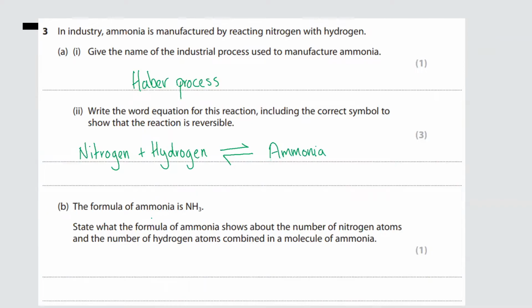The formula of ammonia is NH3. State what the formula of ammonia shows about the number of nitrogen atoms and the number of hydrogen atoms combined in a molecule of ammonia. So there is 1 nitrogen atom because there's not a number next to it, so it just means there's 1, and 3 hydrogen atoms. Okay, that's all that shows.